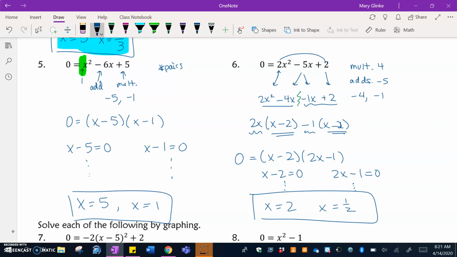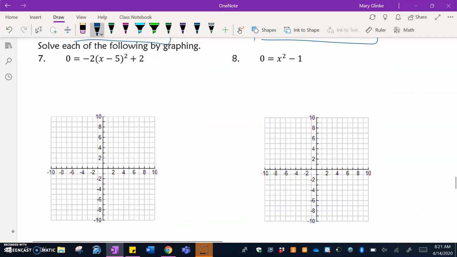So that is how we solve with factoring. Let's go ahead and try some of these practice problems with the graphing. So for each of these, you're going to have to try to find your vertex. For number 7, your vertex is going to be kind of nice because it's in vertex form.